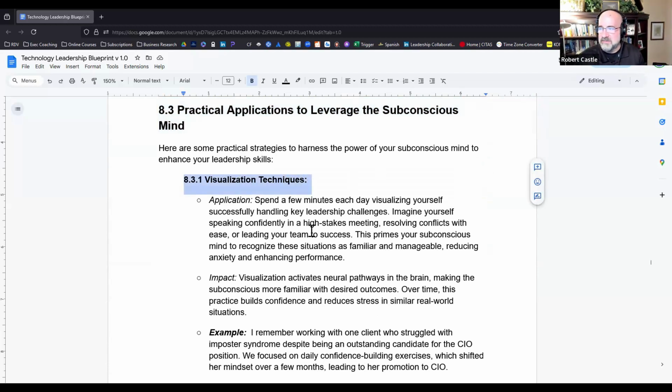Visualization techniques. Spend a few minutes each day visualizing yourself successfully handling key leadership challenges. Imagine yourself speaking confidently in high-stakes meetings, resolving conflicts with ease, or leading your team to success. This primes your subconscious mind to recognize these situations as familiar and manageable, reducing anxiety and enhancing performance.